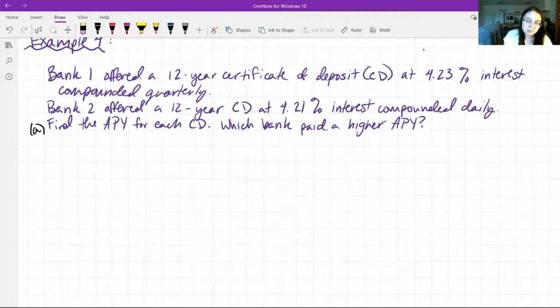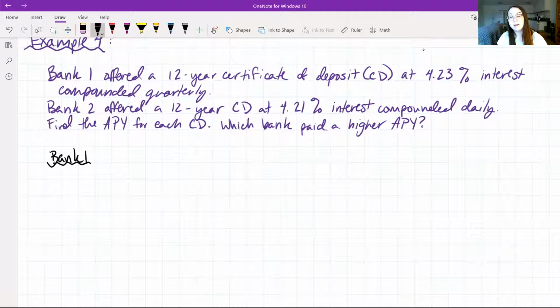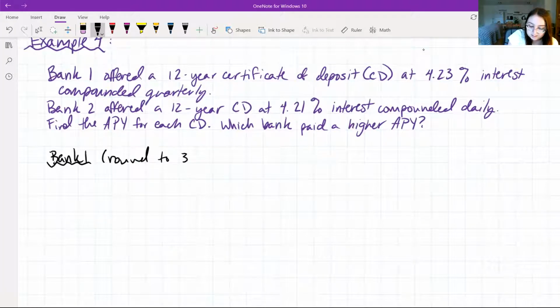So we're actually not going to label these A and B. We're just going to do the same thing as we did before. So we'll say Bank 1, and we'll solve the APY for Bank 1, we'll solve the APY for Bank 2, and then we'll compare. So for Bank 1, and we want to round to 3 decimal places.